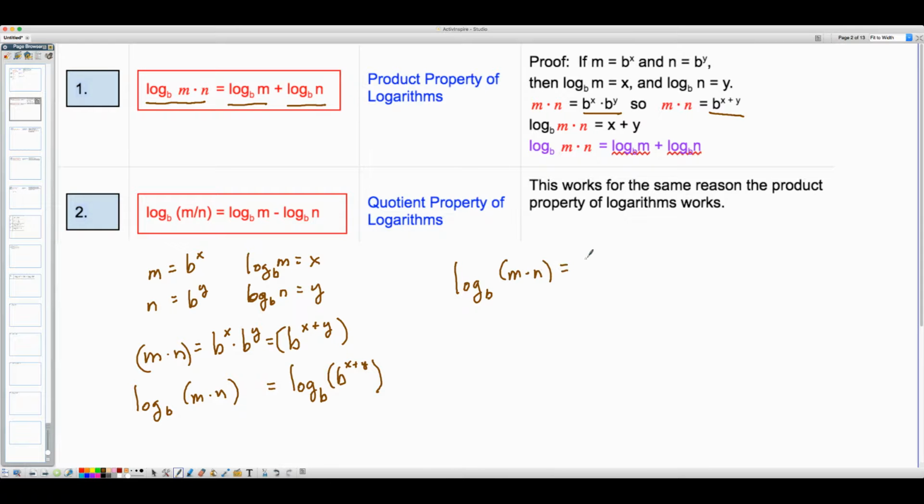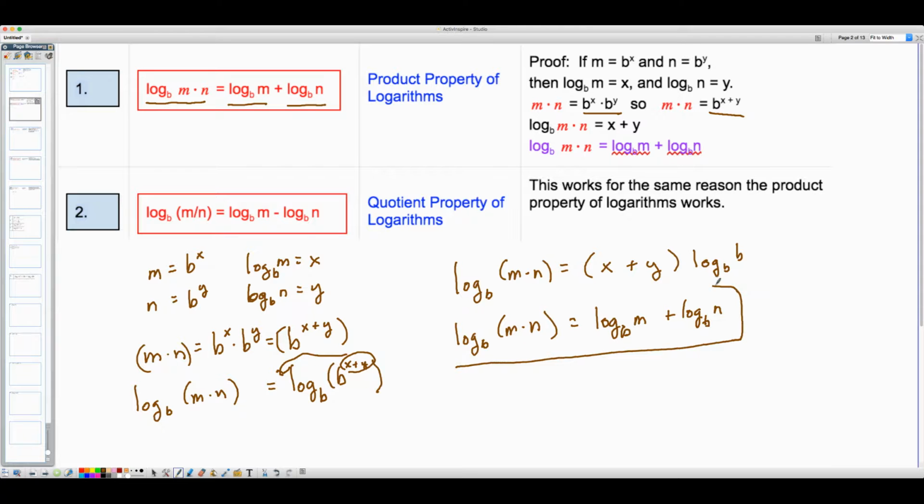But if I take the log of base b of m times n, I can say that is equal to, I'll take this exponent and move it to the front of the log. And I'll show you in just a moment why that works. I have x plus y times log of base b of b. Log of base b of b is just 1. We discussed that with our question, what value do you raise b to get b? Well, you raise it to the 1 power. So here we have the log of base b of m times n is equal to x, which is log of base b of m, plus y, which is log of base b of n. And there you have it.